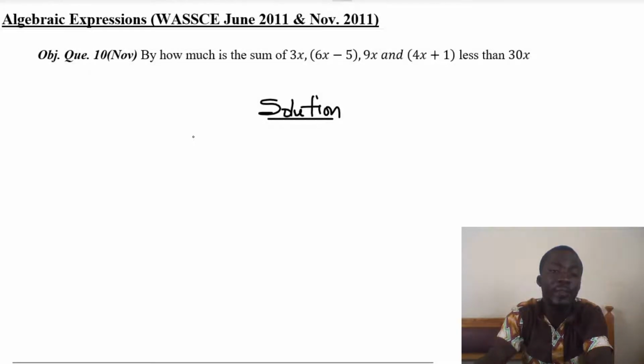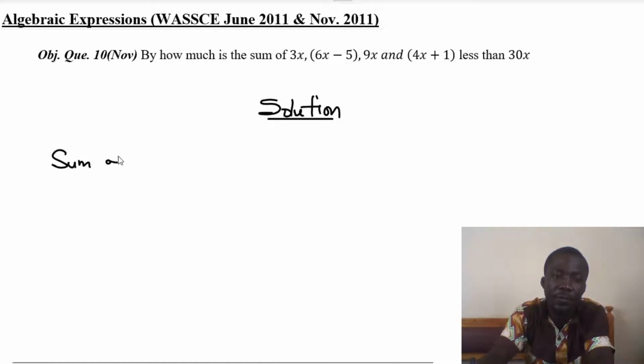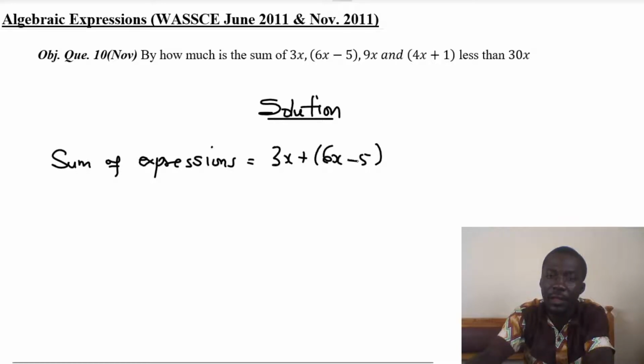Now, solution to objective question 10 November, which reads, by how much is the sum of 3x, (6x minus 5), 9x and (4x plus 1) less than 30x? So first of all, we are going to find the sum of the expressions that we are given in the question. We have 3x, then plus 6x minus 5, plus 9x, then plus 4x plus 1.